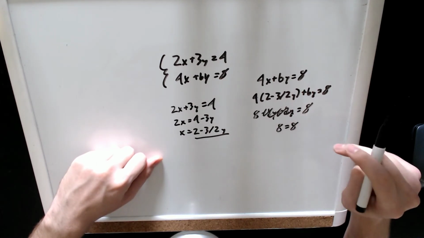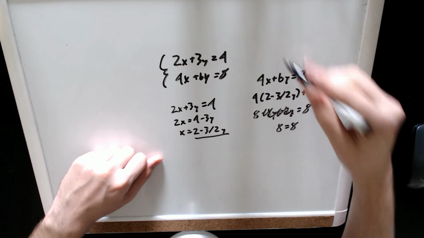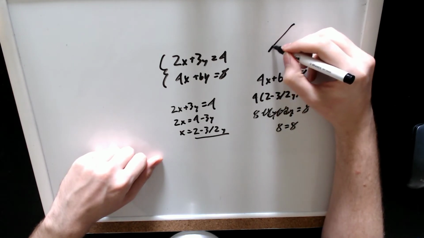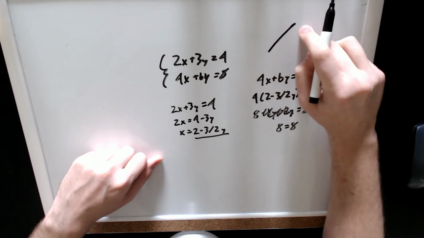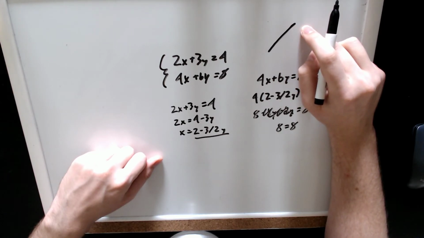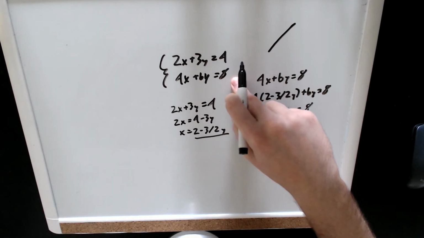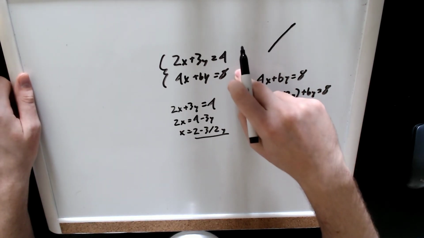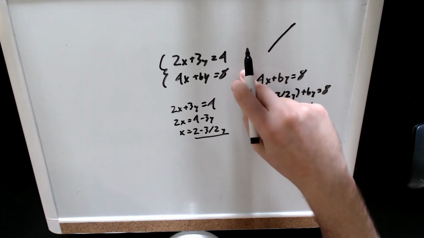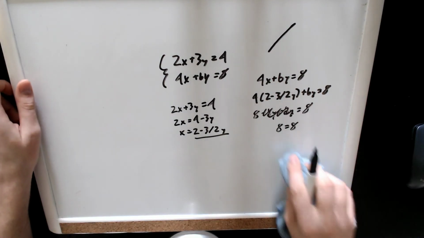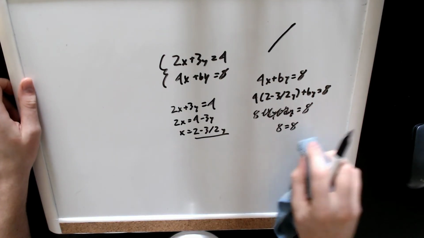So these two equations line up right over each other. So they're said to be a dependent system with infinite solutions. And that's what that looks like if we wind up with something that's always going to be true.